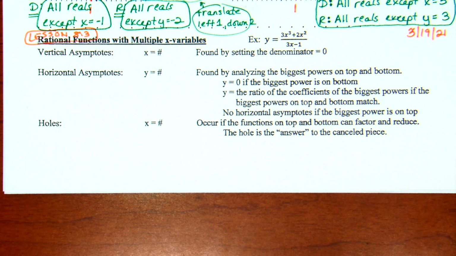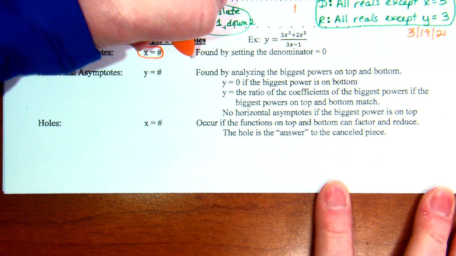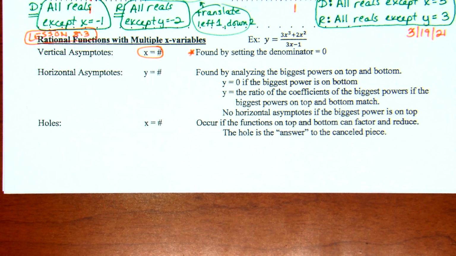First thing listed here, vertical asymptotes. We talked about vertical asymptotes yesterday. Yes? Okay. When we had our vertical asymptotes, first of all, one thing to note is it was always x equals a number, right? When you write an equation for a vertical asymptote, it is x equals a number. So vertical asymptotes are always x equals a number. And how do we find vertical asymptotes when given an equation? Notice it says, found by setting the denominator equal to 0.